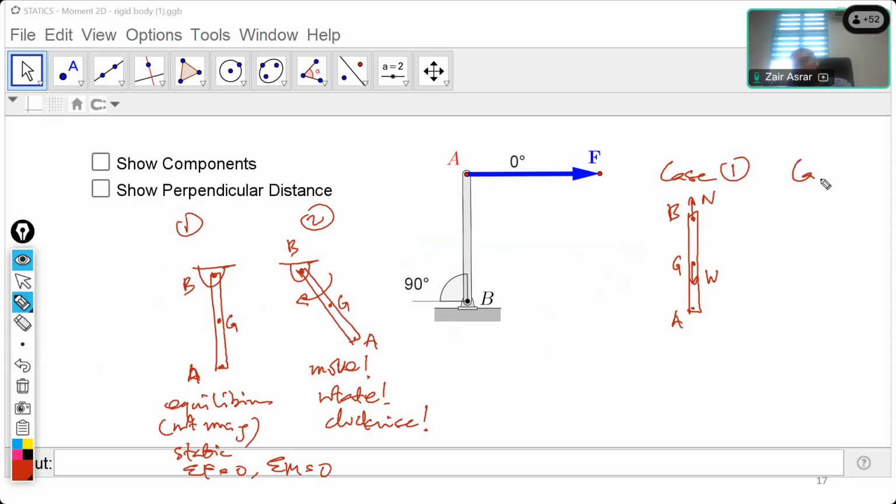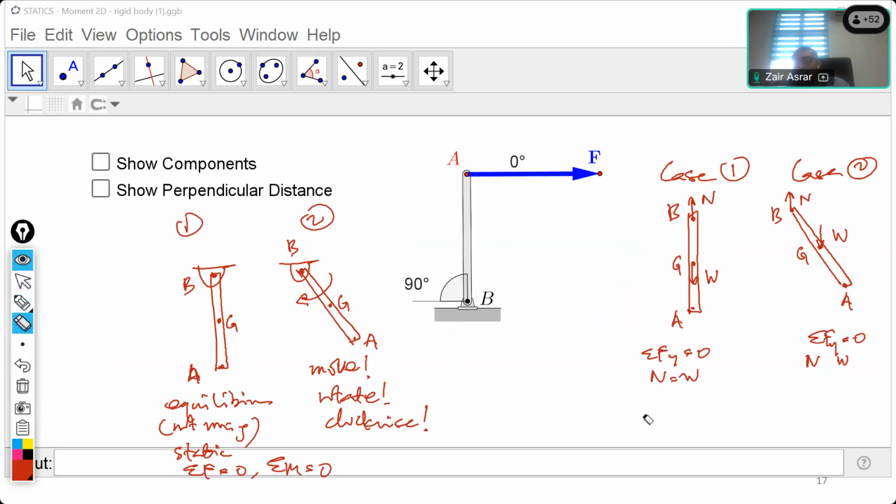Right? For case 2, what we have is a modified version of it. We still have weight at the CG, always pointing downward. Don't change the orientation of weight. At B, we still have our normal force. And this N for case 1 and 2 will be the same. In fact, we take summation of force along Y equals to 0, we will see that N equals to W. The same applies here. Summation of force along Y equals to 0, N equals to W. They are the same, which is equal to the weight.